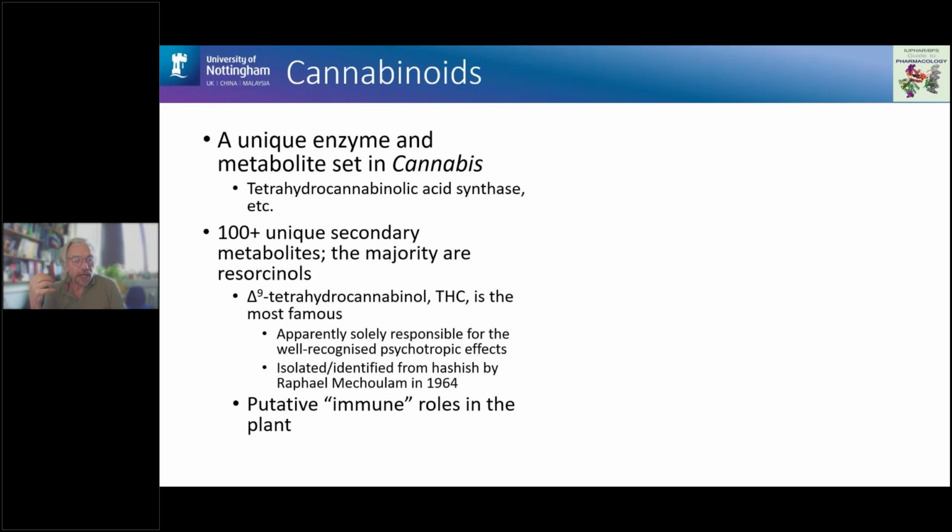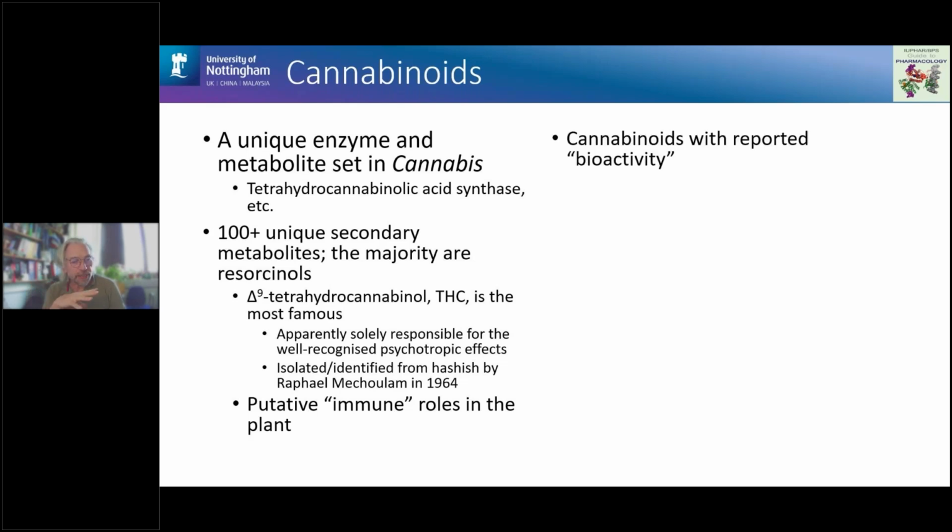So a question that's often asked is, why do the plants bother to produce those things if they don't actually need them for growth and reproduction? And we've hinted at the possibility that these are immune related in a very simple way for the plant, because it doesn't have the extensive immune system that mammals have, for example.